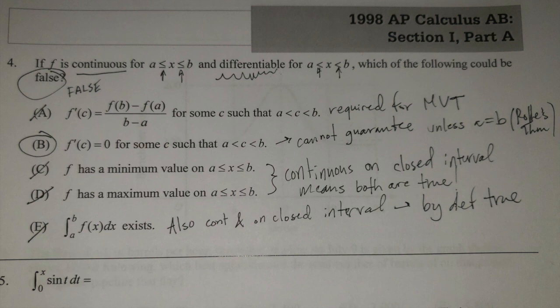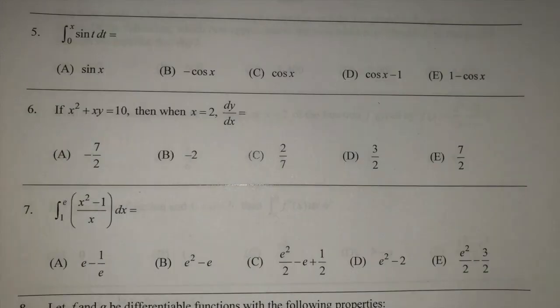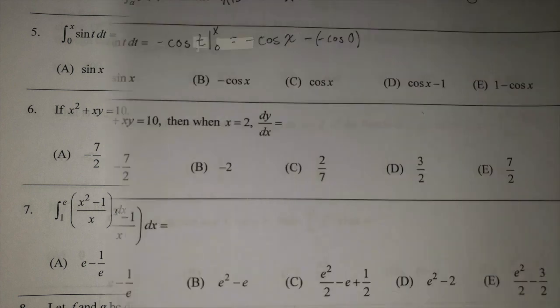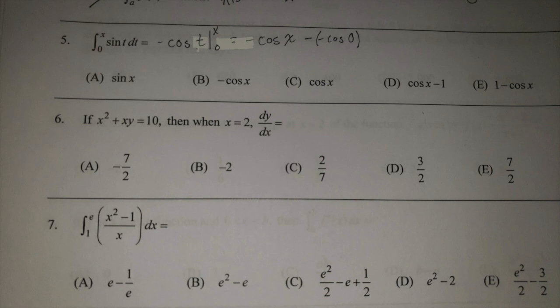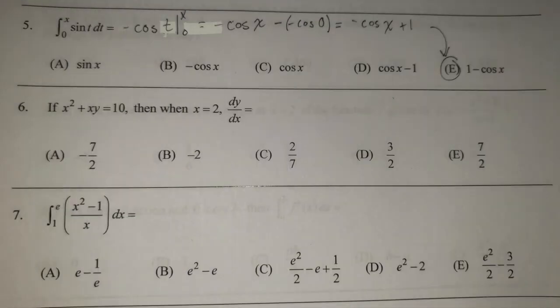Okay, for 5, we have the integral from 0 to x of sine of t dt. We're integrating with respect to t, and since we're integrating sine, that's going to give us cosine, but the derivative of cosine is negative sine. We throw a negative in there, and we're evaluating from 0 to x. Here we are plugging in those values. The value of cosine of 0 is 1. So I have negative cosine of x minus negative 1, which is negative cosine of x plus 1. Switch the places of those to have what the answer is given to you in the multiple choice.